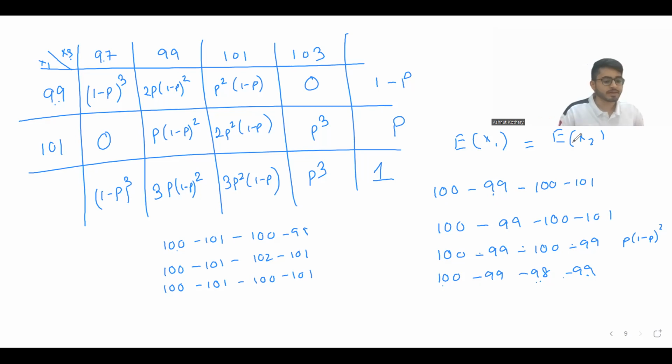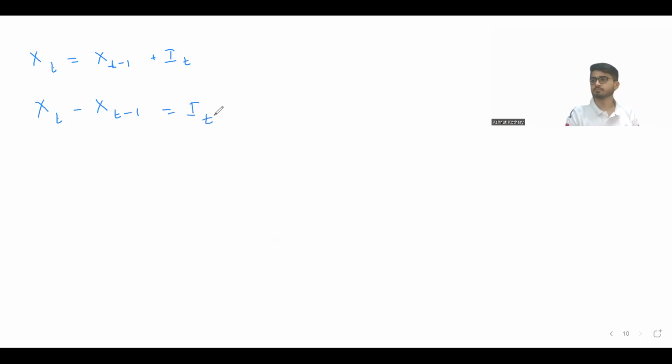That was the first part, independent increments. So Xt was Xt-1 plus It. So my increment will be nothing but Xt minus Xt-1. This becomes my natural increment directly coming, and this is nothing but It. So this is the increment. Effectively, it is nothing but increment.